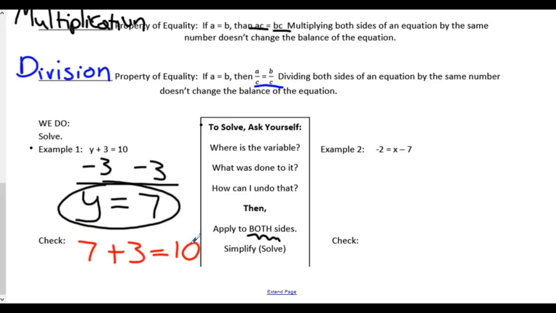And we're hoping that that's a true number statement. 7 plus 3 is in fact 10. 10 equals 10. So check, we're all set. Let's try again. Example number 2.